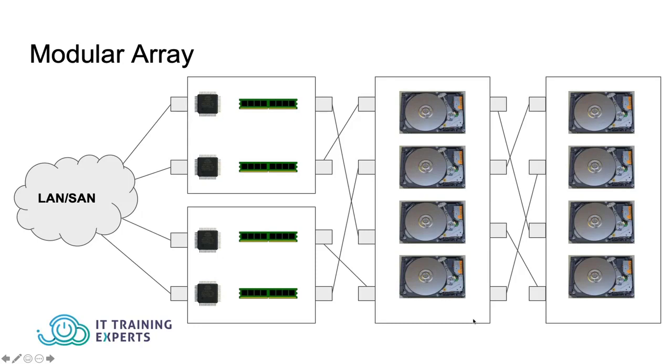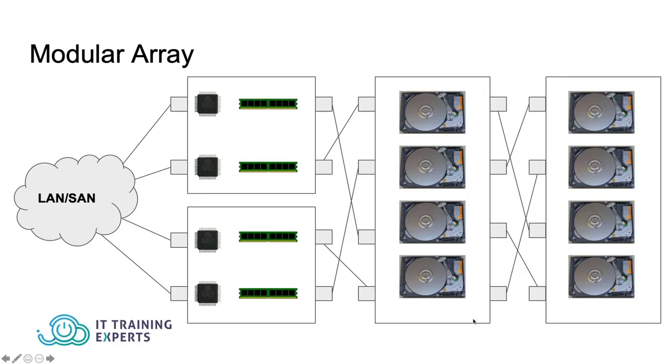But the fundamental flaw in this architecture, this design, is you're stuck with these two controllers. So you have to make sure they're sized accordingly and make sure you size for growth. And not only from a capacity standpoint, but just from a performance and IOPS standpoint. And those are some terms we really haven't talked about, but they're key things that you have to be aware of when you're sizing a modular storage array.